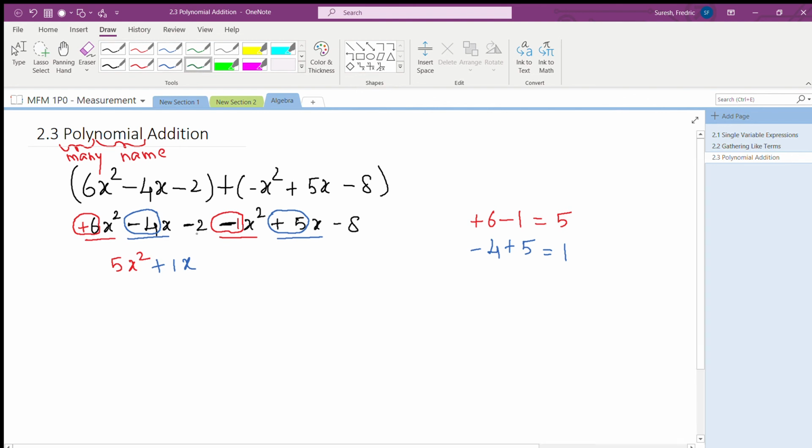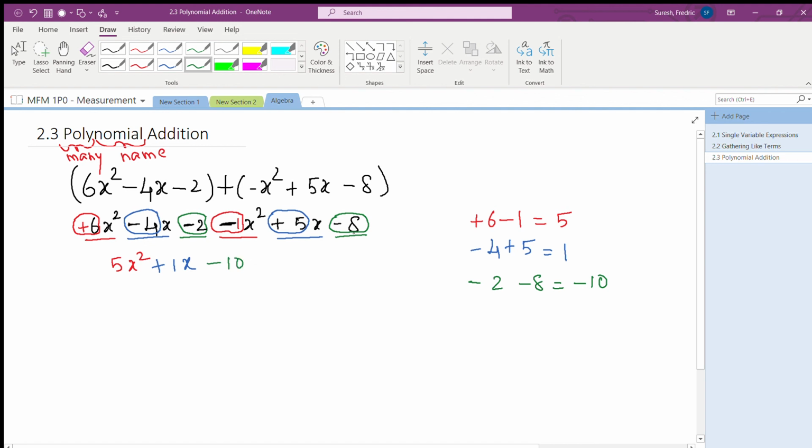And finally, we have the numbers here. These are called the constant terms because there is no x attached to it. There is no variable. And also remember again, the sign goes with the number. And you have negative 2, take away 8. And from your knowledge of integers, it's negative 10. And that is negative 10.